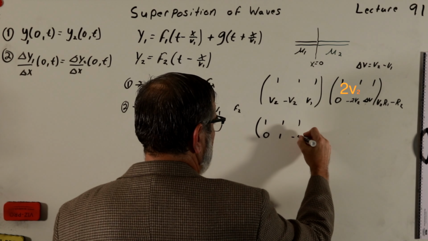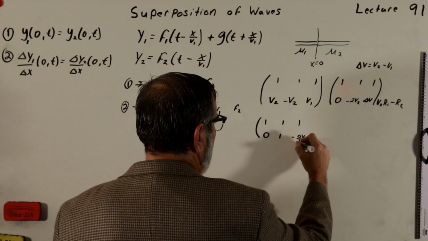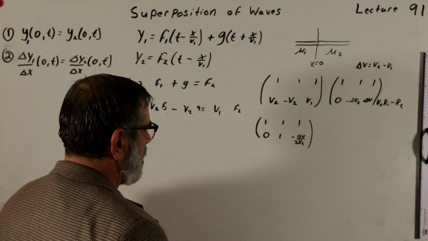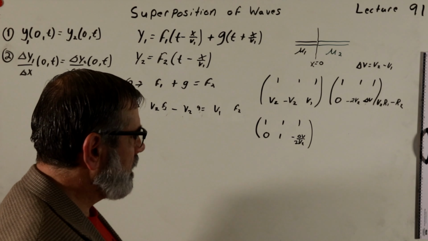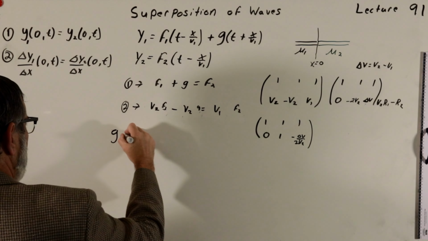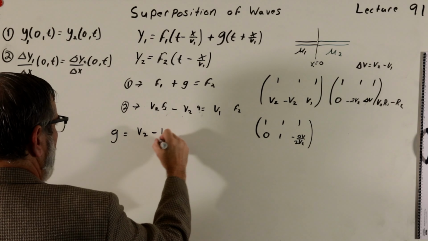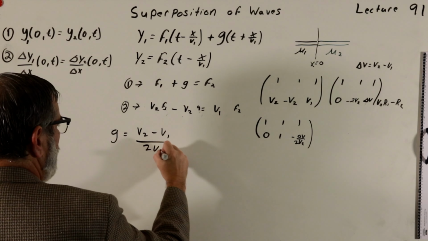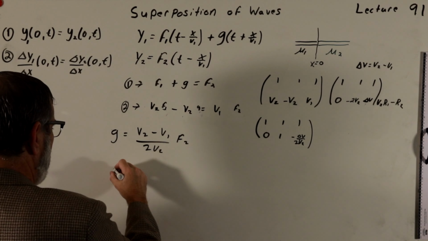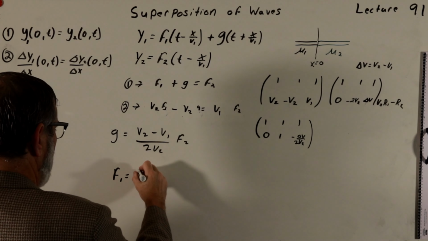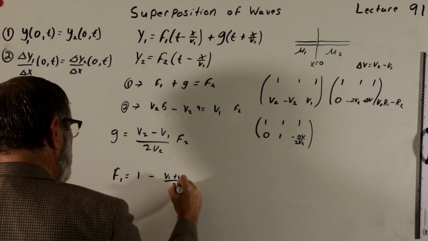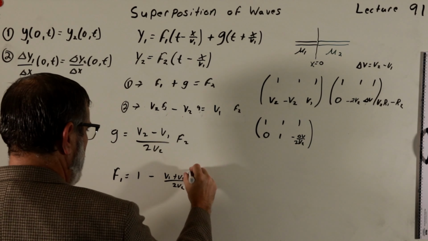That gives me minus delta V over V, or 2V2. Okay? I think that's good. You can continue on and get it in reduced row echelon form, or you can just solve it out right now because you already have what G is equal to. G will be equal to V2 minus V1 divided by 2V2 times F2. Okay? And similarly, we can get that F1 is going to be equal to 1 minus V1 plus V2 divided by 2V2. Just jumping ahead here on the algebra.